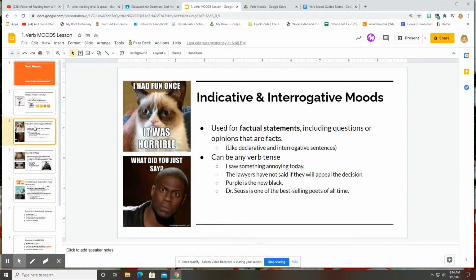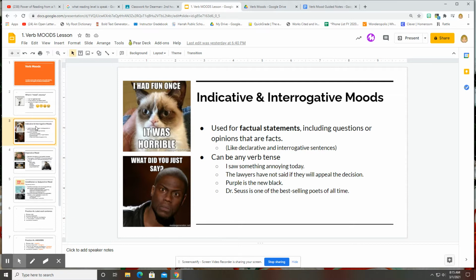So let's talk about indicative and interrogative moods. They're used for factual statements, including questions or opinions that are facts. Think of it as declarative and interrogative sentences. They can be in any verb tense. I saw something annoying today. The lawyers have not said if they will appeal the decision. Purple is the new black. Dr. Seuss is one of the best-selling poets of all time.